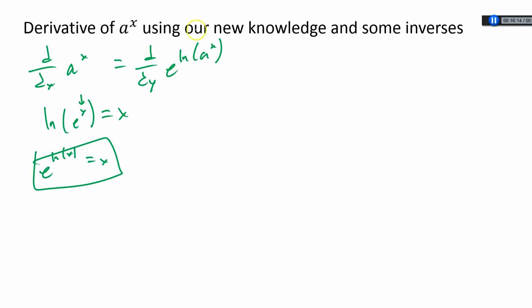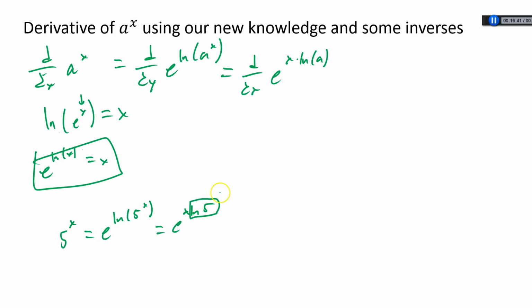Now we're going to use one of our properties, the one that I kind of showed a little proof of. The x is going to come to the front. So this is the derivative of e to the x times natural log of a. Now, the weird thing about that is natural log of a is just a number, right? A is just a number. Like, let's say this is the derivative of 5 to the x. So 5 to the x is the same as e to the natural log of 5 to the x. X comes to the front. That is e to the x ln 5. Ln 5 is just a number, right?